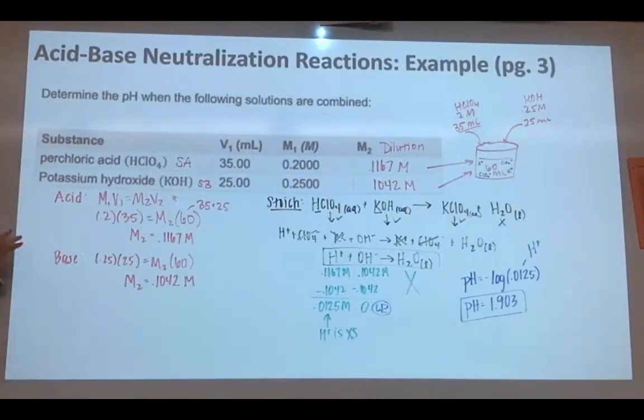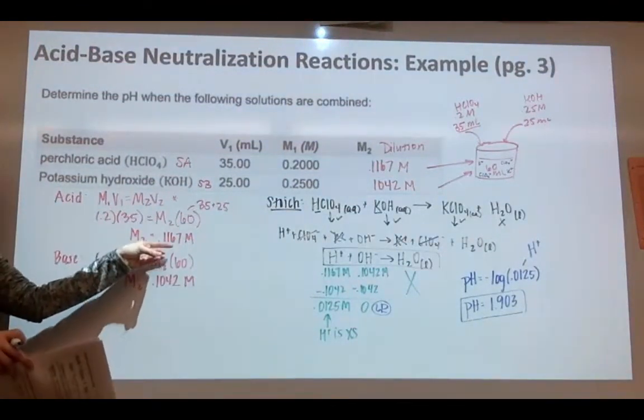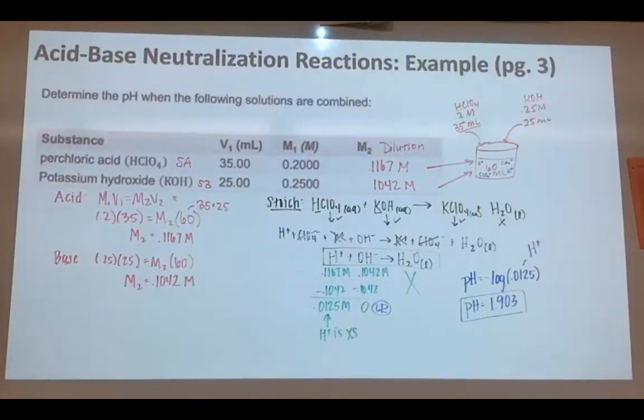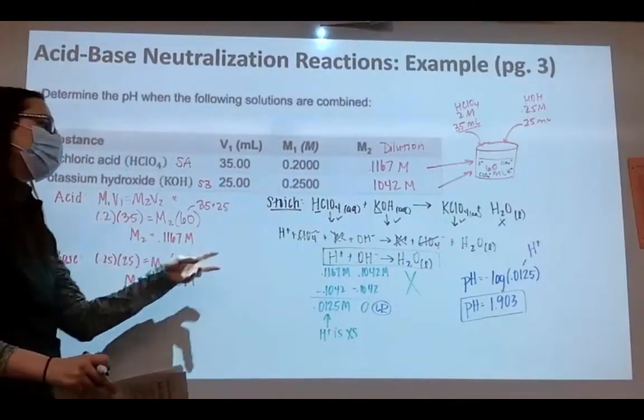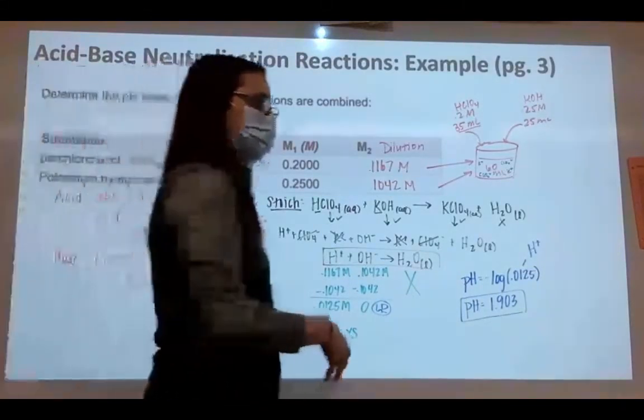So the point of doing the dilution first is before the reaction takes place. We're actually diluting the acid and the base. We're changing the volume. Then you can use the stoichiometry to figure out how much we have. This is a strong, strong neutralization.